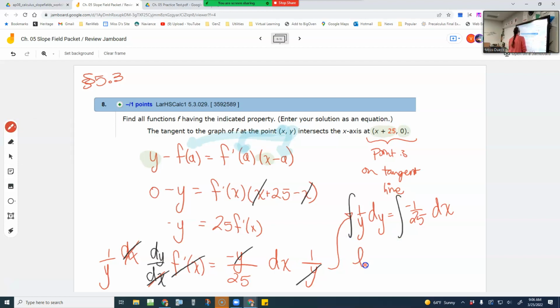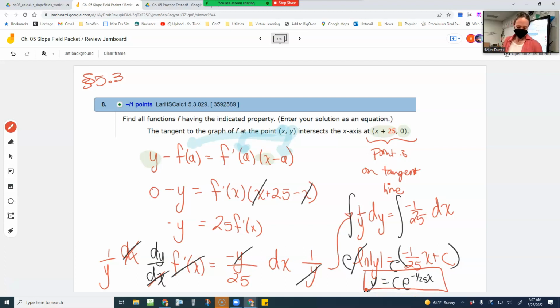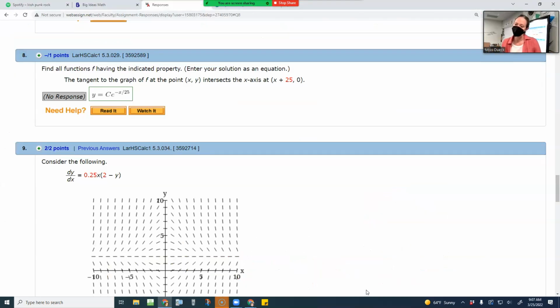Which would lead me to ln of y. And then this is that thing that hopefully we're getting more and more used to: taking e would result in y equals c e to the negative 1 over 25x at the end of the day. You see that? And I believe that's what I saw over there too.